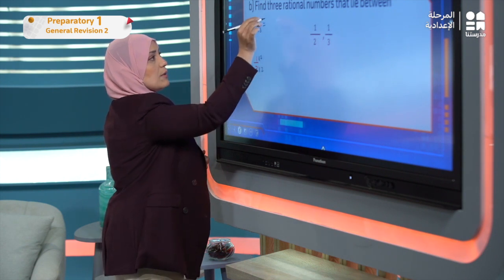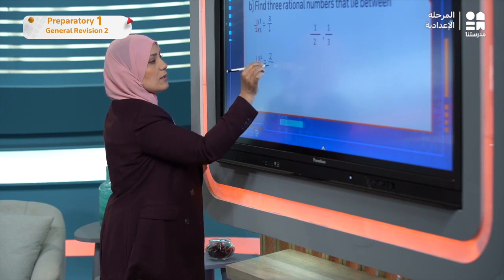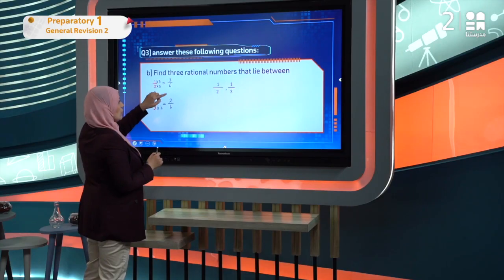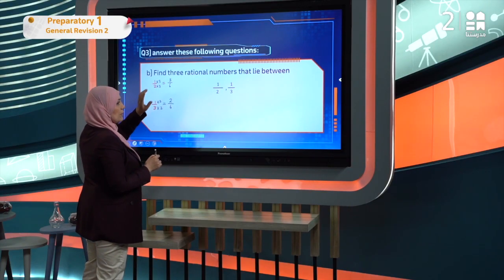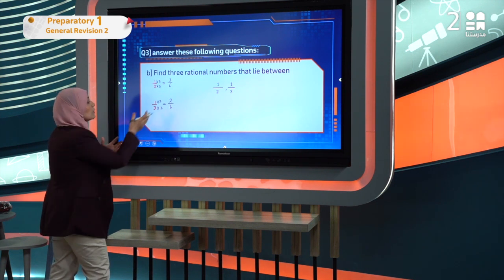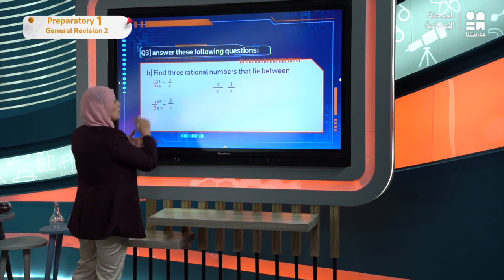So it becomes 3 over 6, and here 2 over 6. Now let me ask you a question. Can I insert 3 numbers between 2 and 3? Of course not. So we have to multiply by another number to make them greater and to make it easy to insert 3 numbers between them.